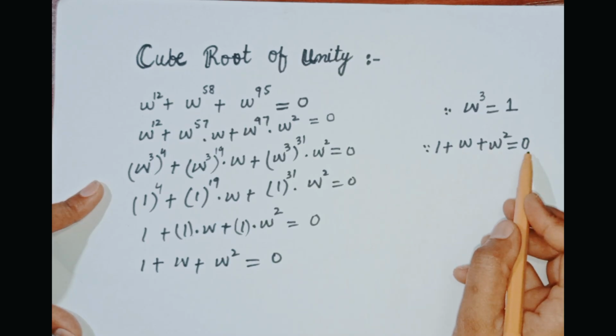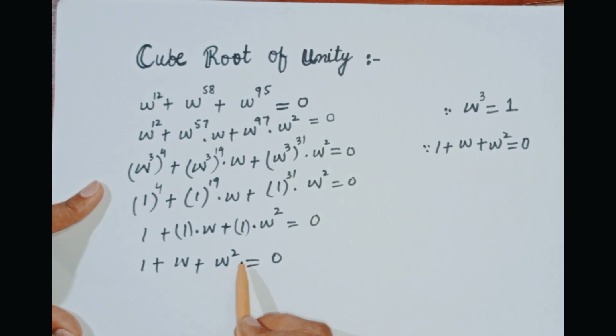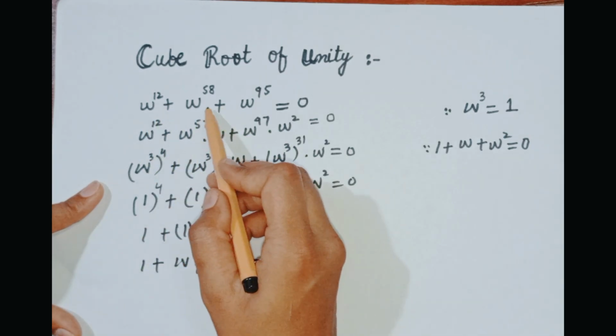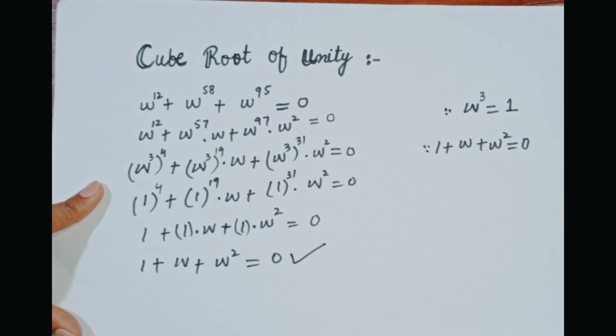1 plus omega plus omega square equal to 0. This is the answer of omega 12 plus omega 58 plus omega 95.